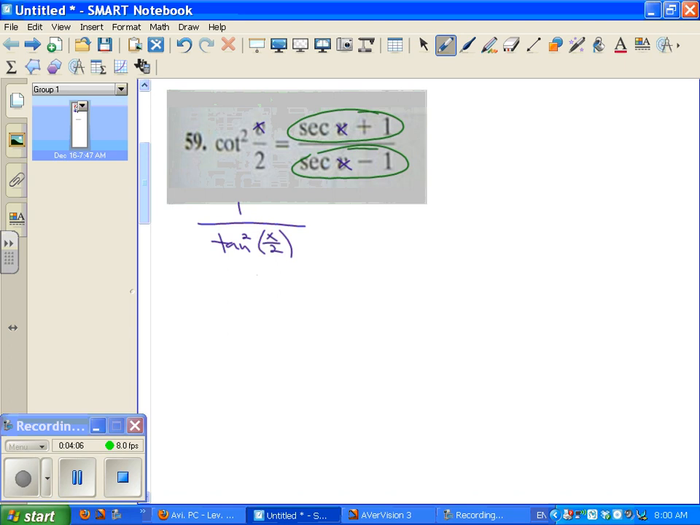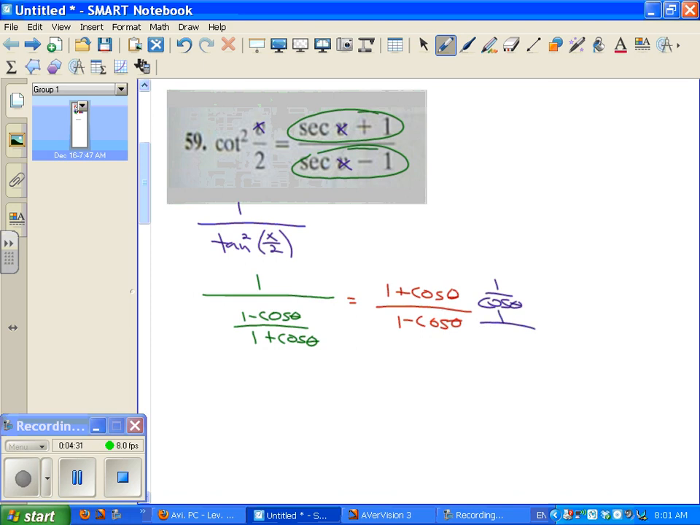And since this is the squared version, I'm going to get 1 over 1 minus cosine over 1 plus cosine. Now when I multiply by the reciprocal, I'm going to get 1 plus cosine over 1 minus cosine. That looks more like this one should, and then I'm going to do that little trick like I just did, multiply everything by 1 over cosine over 1 over cosine. Now when I distribute this through, I'm going to get secant plus 1 over secant minus 1, and that's what I wanted. All right, that was a lot better.